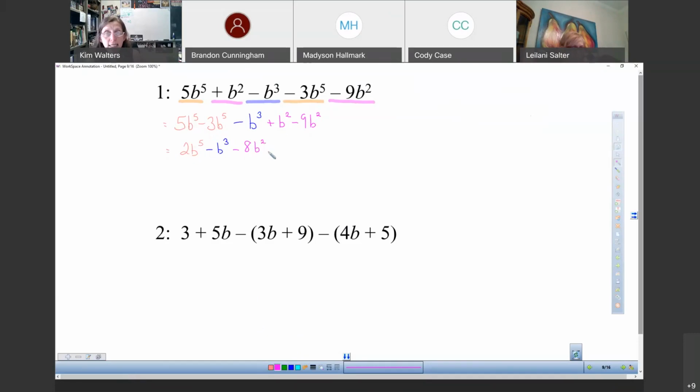Now, two things I want to point out to you on this one. The first thing is that I only collected together my like terms. I collected together their coefficients, which are the numbers in front. The second thing I want to point out to you is that my final answer is written in descending order, okay? So by descending order, I mean the largest exponent is first, the next largest exponent, and then the smallest exponent. And so that's what we mean by descending order.